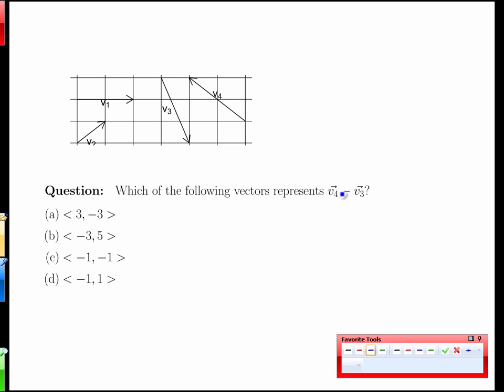As an extra practice here, what do you think v4 minus v3 would be when it's written in components? I'll give you a second to think about that, then we'll look at the solution.